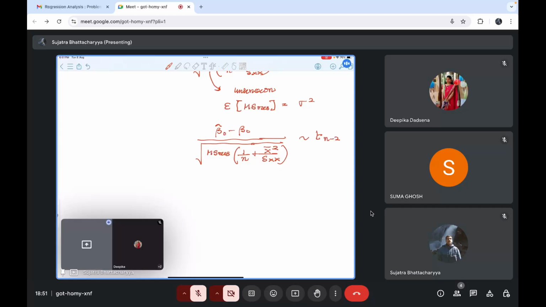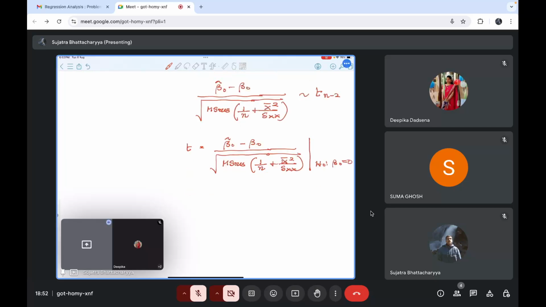Similarly, MS residual has already been calculated. N I know, x bar square I can calculate, SXX is known. For the t statistic, we use the same condition at the null hypothesis, H naught: beta naught equals 0, which I have taken. So I eliminate beta naught in the numerator, and I have beta naught hat divided by root over MS residual (1 upon n plus x bar square divided by SXX).